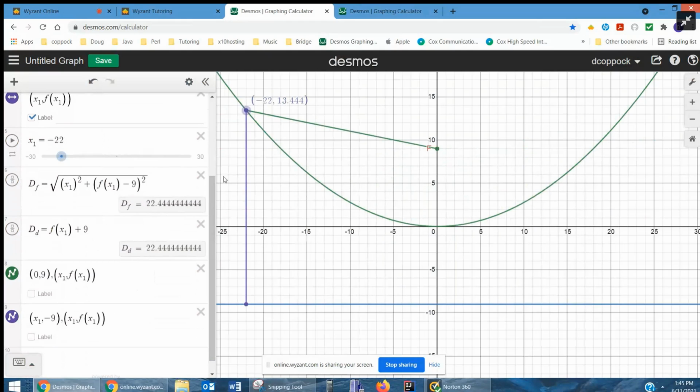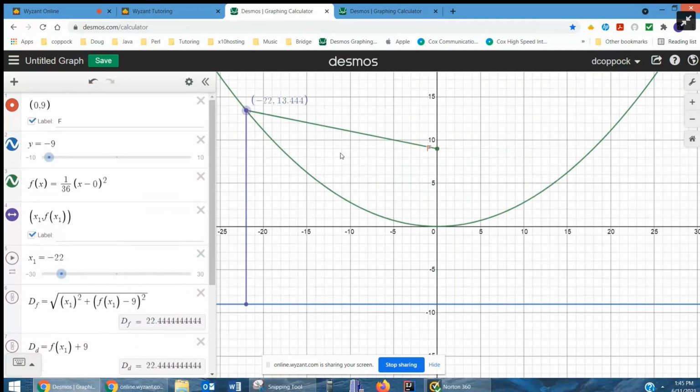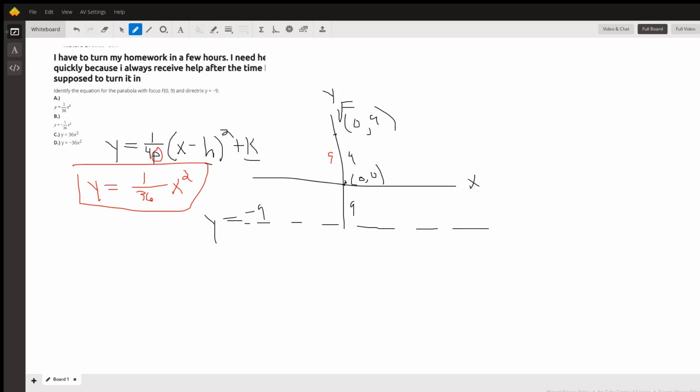And that's where the 1 over 4p comes from in the equation, as we set up the distance formula for any point (x sub 1, y sub 1), and you end up with 1 over 4p as being part of the equation that comes up. So your answer to the problem is A, y equals 1/36 x squared. There you go.